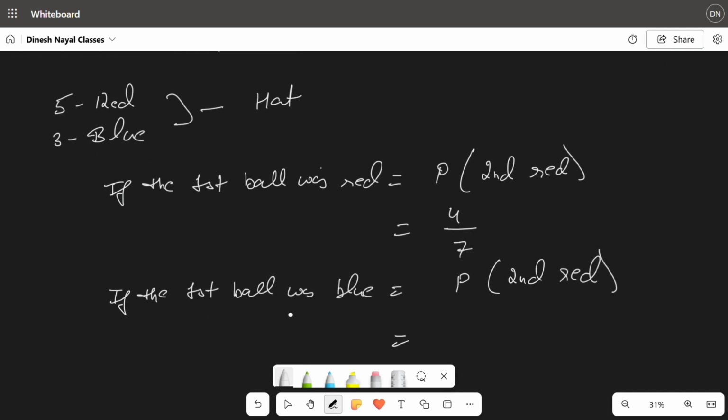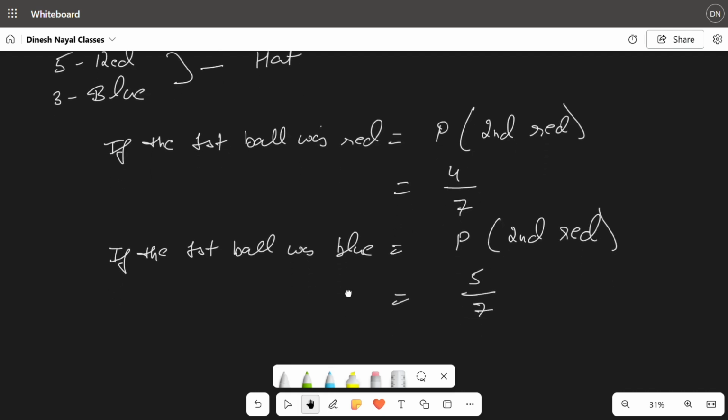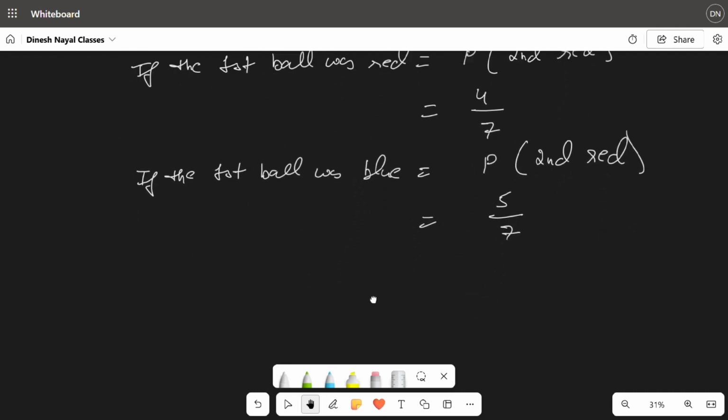If the first ball was blue, how many blue balls are left now? 2, but the red is 5 only. So this will be 5 upon the total, which is 7. So 5 upon 7. The probability of the second red depends upon the color of the first ball. So these are called dependent events.